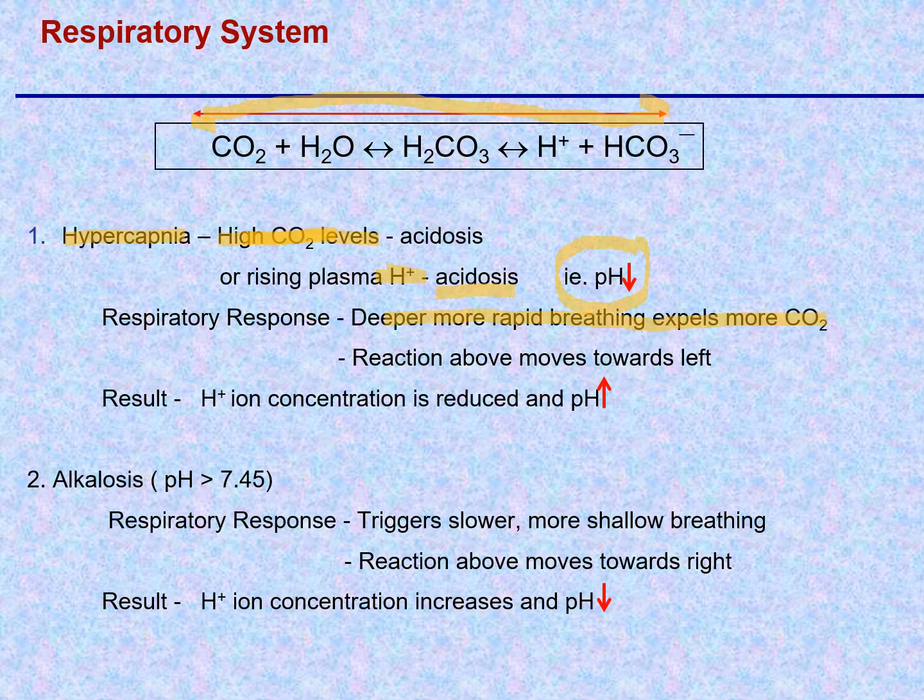Once the CO2 is blown off, the reaction above will move towards the left. Before that, when you have a high level of CO2, the concentration of CO2 is higher, so the reaction will move this way. And if the reaction goes from left to right, that means more hydrogen ions are being produced. That's why a high CO2 level causes acidosis.